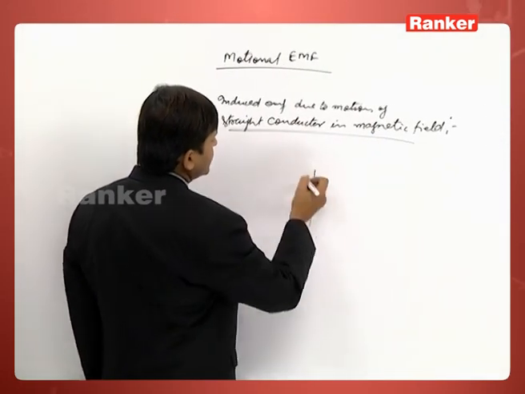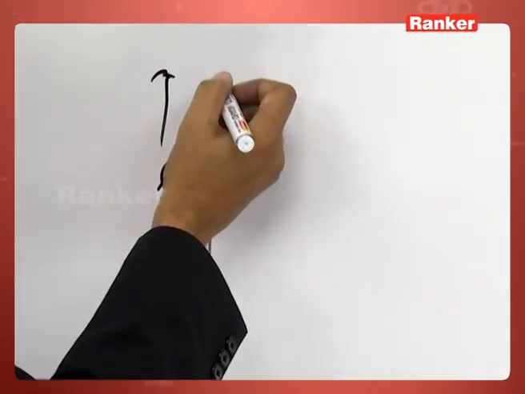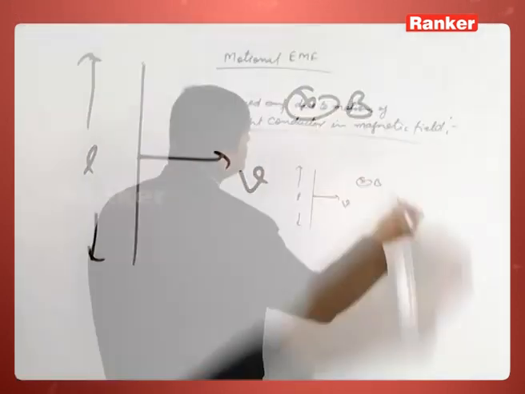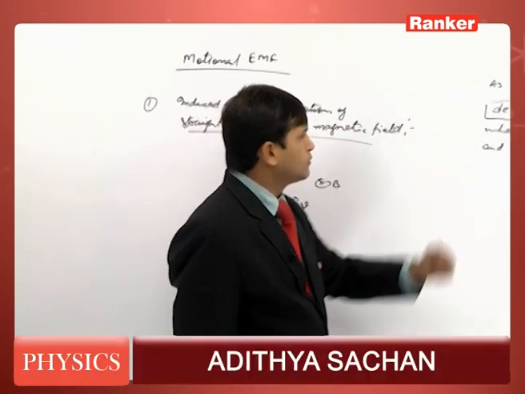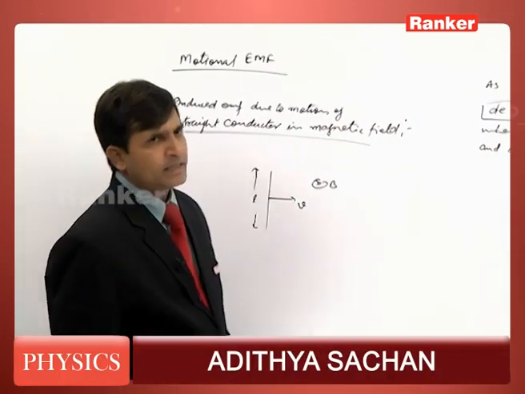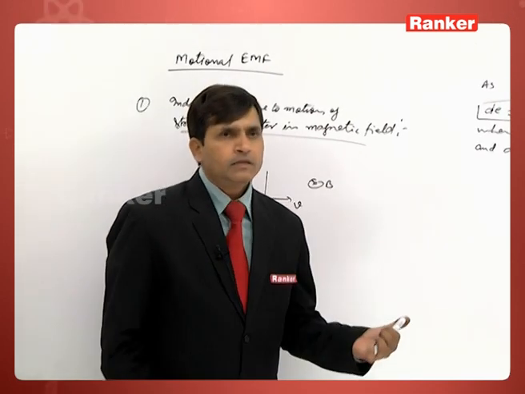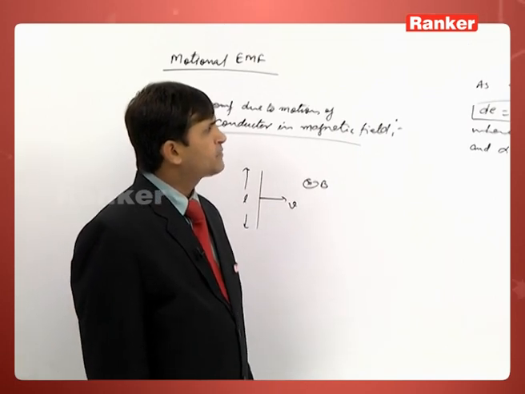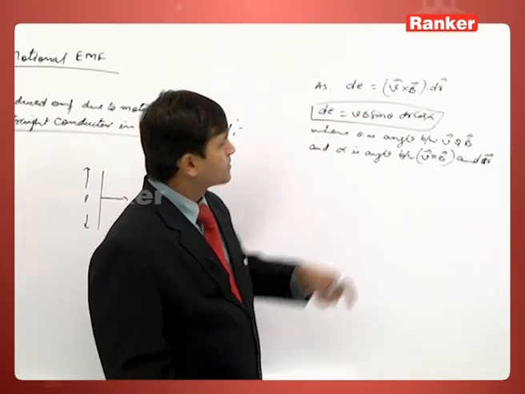Suppose this is your conductor of length L, and it is moving with velocity v in a uniform magnetic field B. The same way we can use C. And another way to get the polarity is to use the direction in which the electric field is there. The electric field direction is the direction of V cross B.